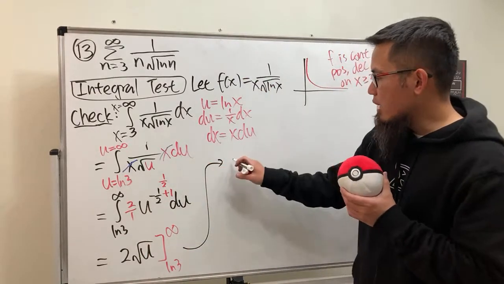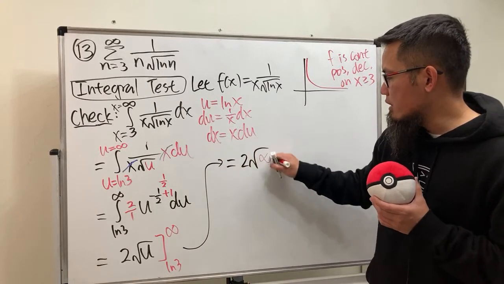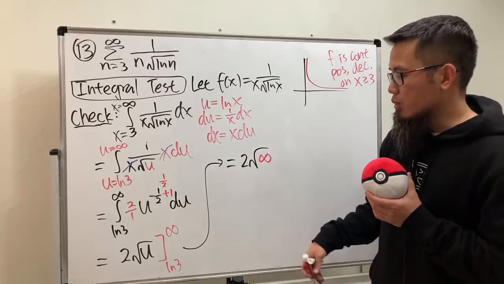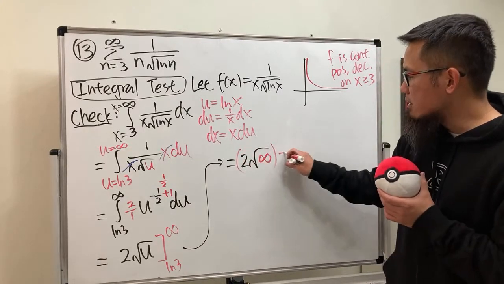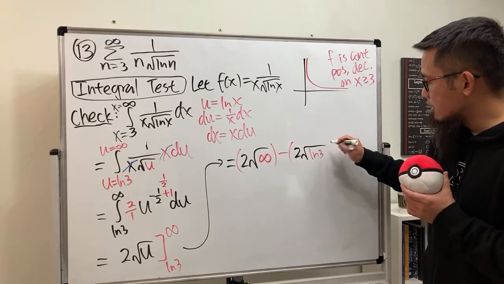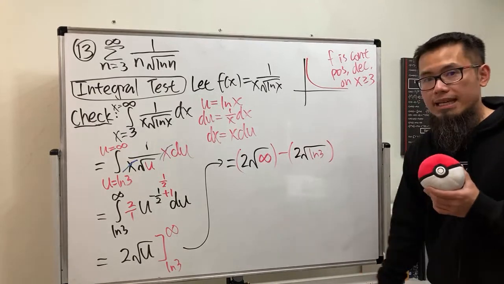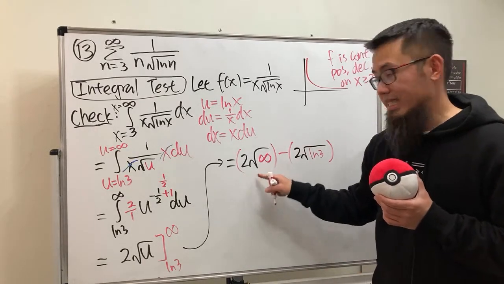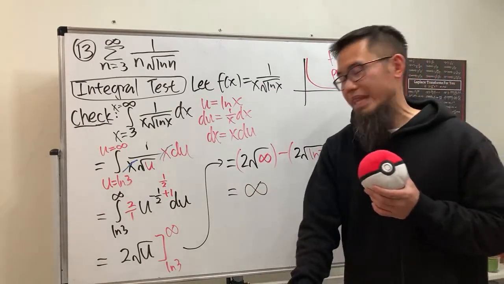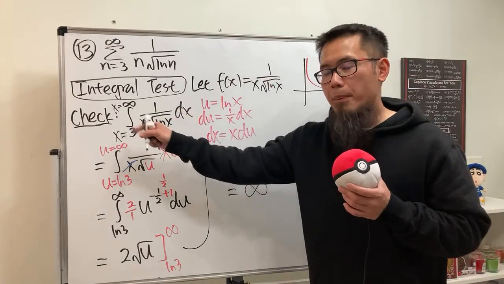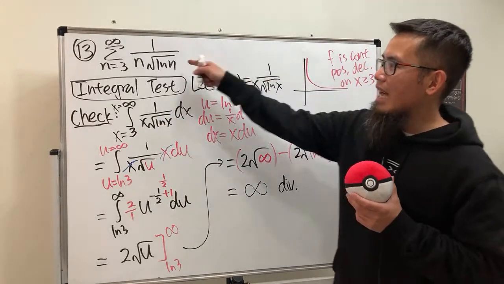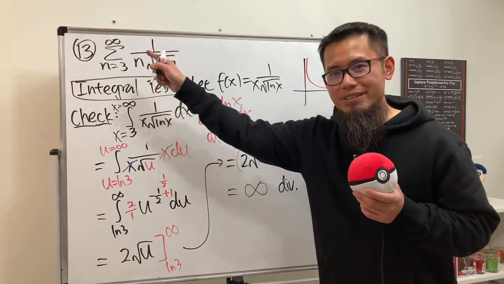If we plug in, we get 2 square root of infinity, and this is technically taking the limit, but we can draw a conclusion real quick, so this notation is not bad. And then plugging in ln 3, we have 2 square root of ln 3. This guy is infinity, and this is finite. So all in all, this is just infinity. Therefore, this improper integral diverges. Therefore, that infinite series also diverges.